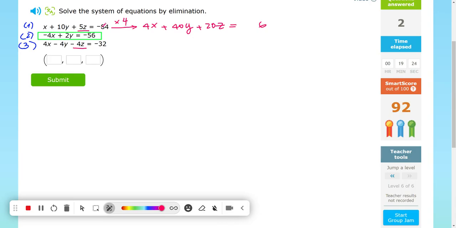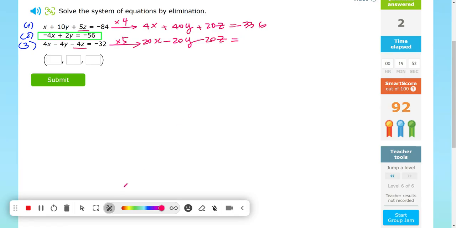4 times 8, 32, remember 1 is 33, all right, with the negative sign. Now, equation number 3, I can multiply by 5. Perfect. 5 times 4x is 20x. Negative 4y times 5 is negative 20y. And then negative 4z times 5 is negative 20z.